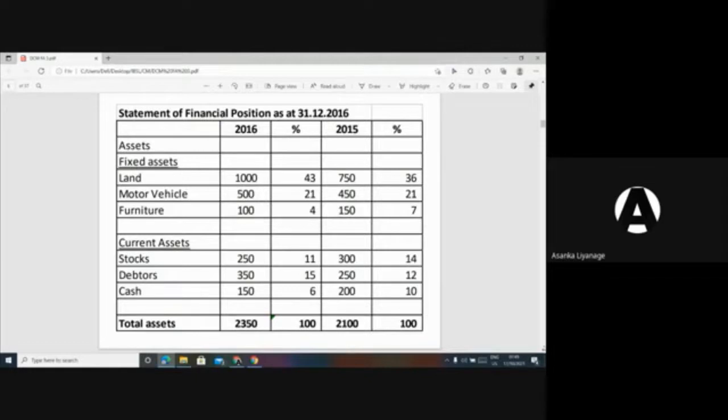Similarly, motor vehicle for 2016, 500 divided by 2,350 into 100, that is 21%. Then furniture, 100 divided by 2,350 into 100, that is 4%. Then under current assets, stocks, debtors and cash, they will have figures of 11%, 15%, 16%.